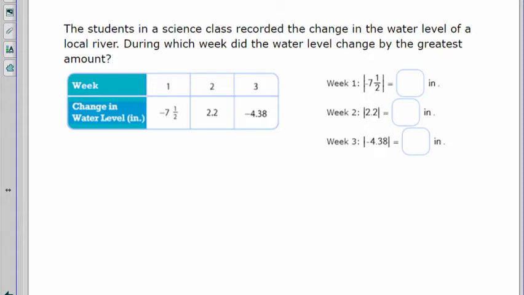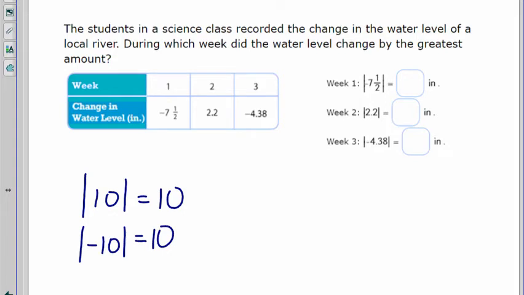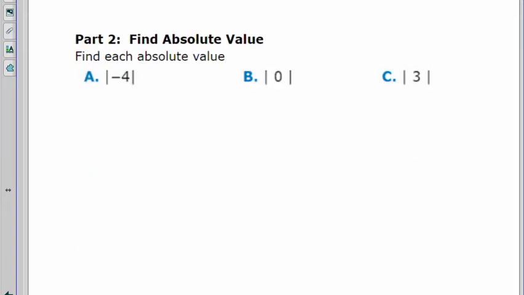Remember the meaning of absolute value? The absolute value of, say, 10 is just 10. The absolute value of -10 is also just 10. We just disregard the sign. So go ahead and give that a try. All right, here we go.